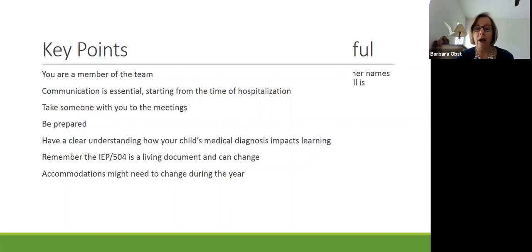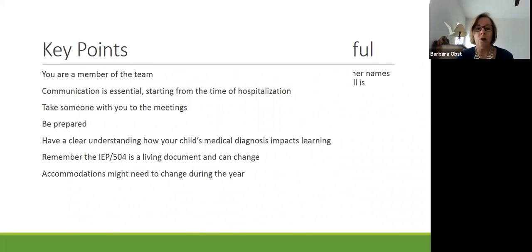Communication is really essential, and it starts from the time of hospitalization and how you get ready for your child to transition back to school. I know sometimes families say it's really hard to even think about your child going back to school, but school is their normalcy. That is where they are 6.5 to 7 hours a day.